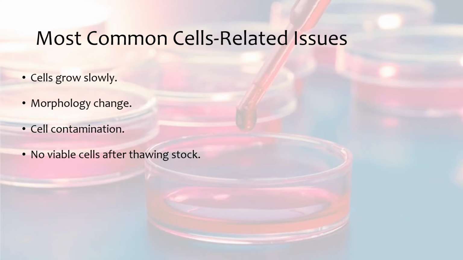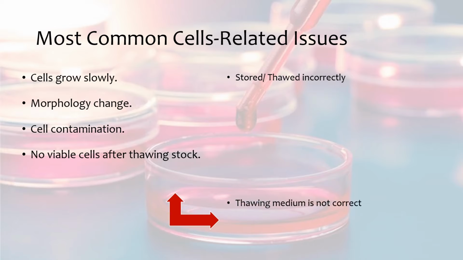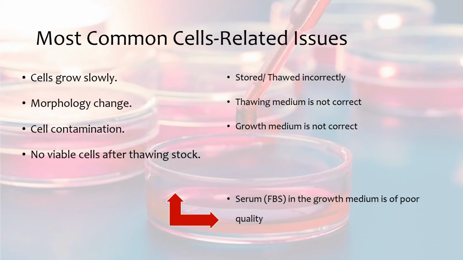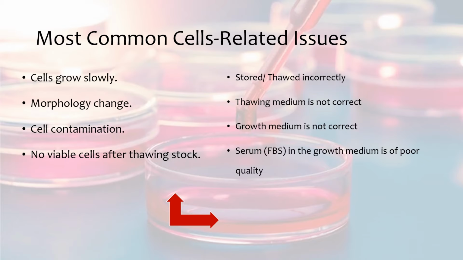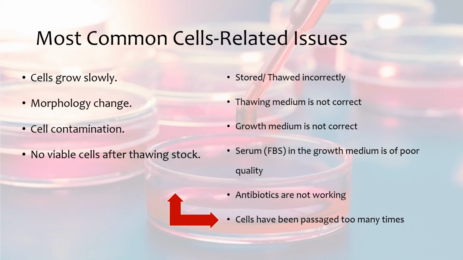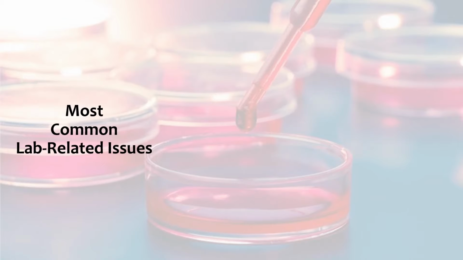The reasons for these issues are that sometimes cells are not stored correctly, or they are not thawed correctly. Sometimes the thawing media is not properly made, or the growth media is not correct, or sometimes the FBS, the serum we are using, is of poor quality, or the antibiotics are not working, due to which the contamination occurs, bacterial contamination mainly. And sometimes the cells have been passaged too many times, or the cells were allowed to grow beyond their confluence state. And these were the most common cells related issues.